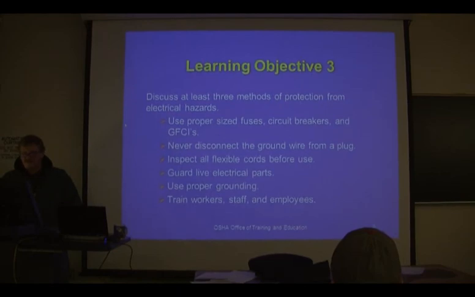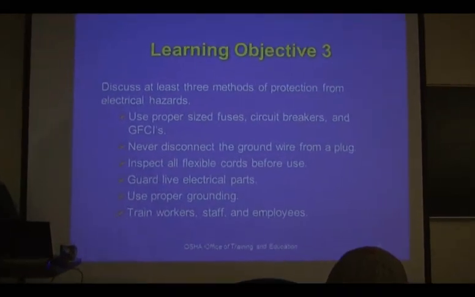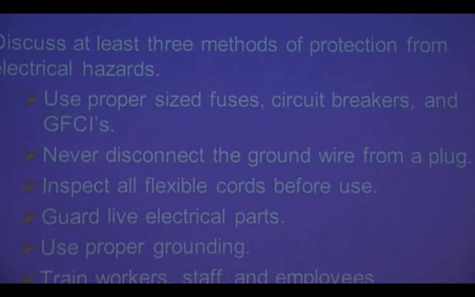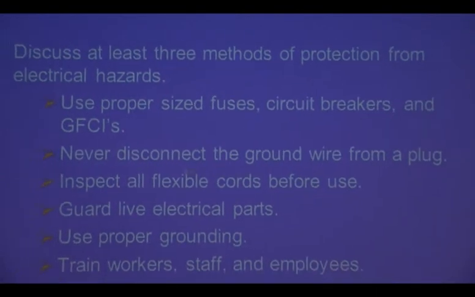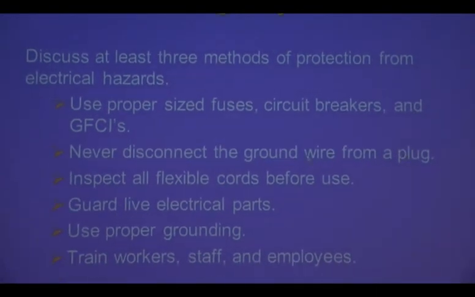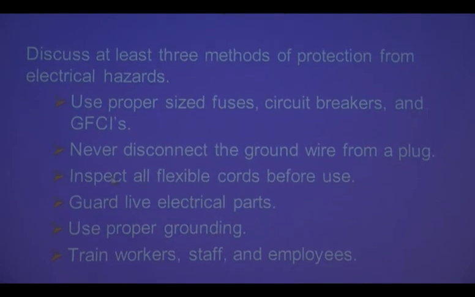3 methods of protection from electrical hazards. Overload protection, this is tripping something if you have too much current. Making sure you have ground. Making sure you're doing inspection. Making sure you guard everything. Use the correct grounding, and training. So those are the methods that you can use to protect from electrical hazards.